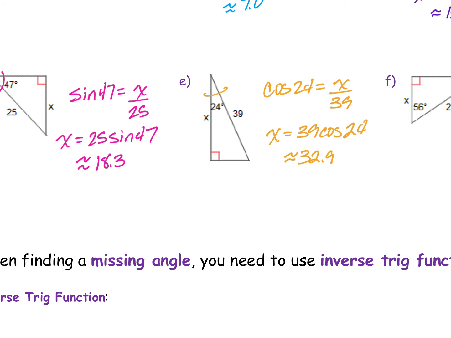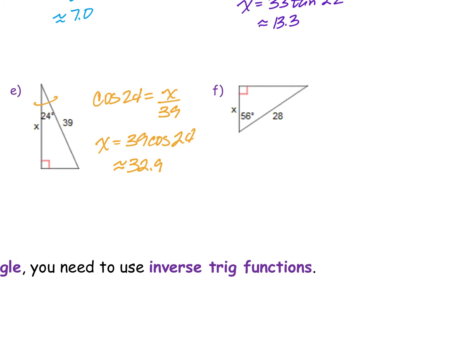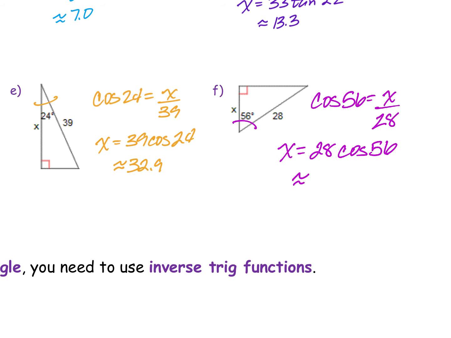And then the last one looks like cosine again. Cross multiply. X is going to be equal to 28 cosine of 56, which is approximately equal to 15.7.